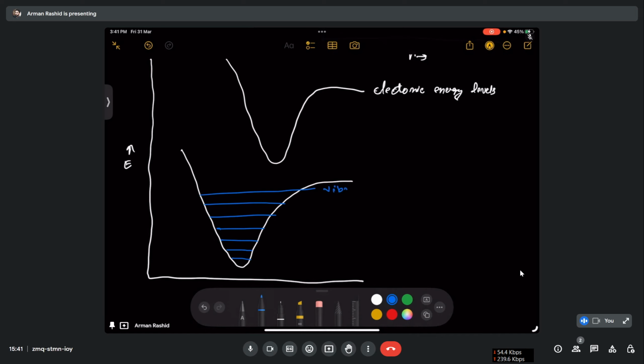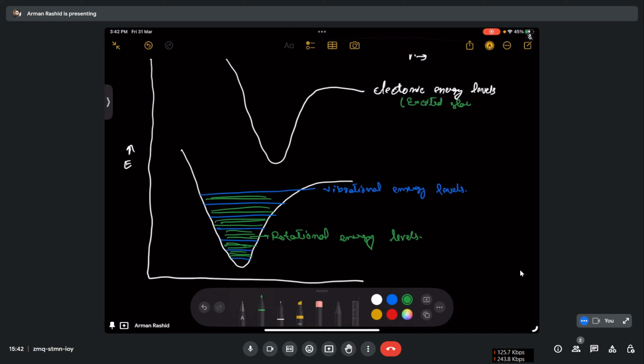In each of the vibrational levels we have rotational energy levels. So these are called rotational energy levels. Now this is the ground state, this is the excited state, so I will write this as an excited state, and I will write this as a ground state. Now here also I will represent the curves.